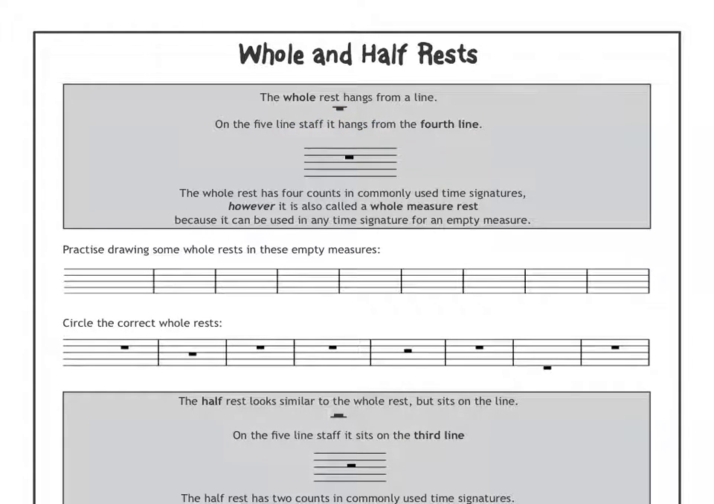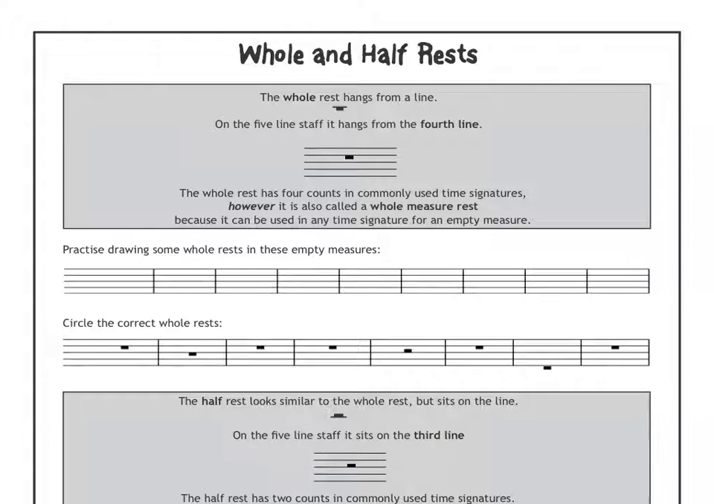On the 5-line staff, it hangs from the 4th line, right? It's always in that 3rd space, 1, 2, 3. Whole rests and half rests are always in that 3rd space, right? And so the whole rest hangs below the 4th line, and it has 4 counts, just like the whole note, right? But it's also called a whole measure rest because it can be used in any time signature for an empty measure.